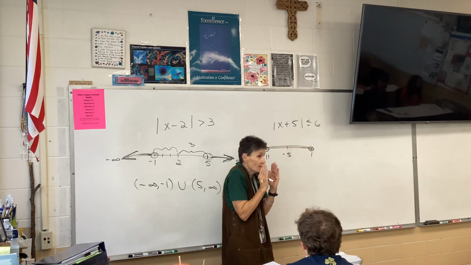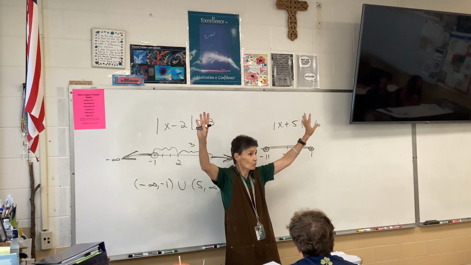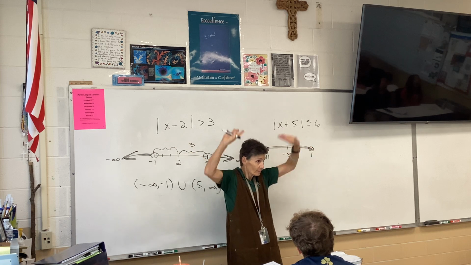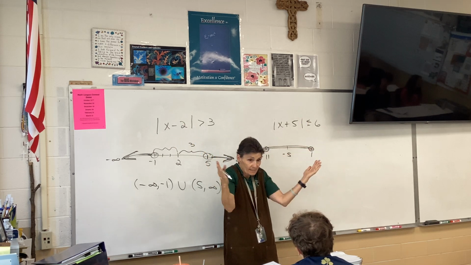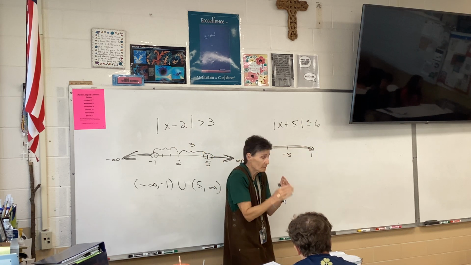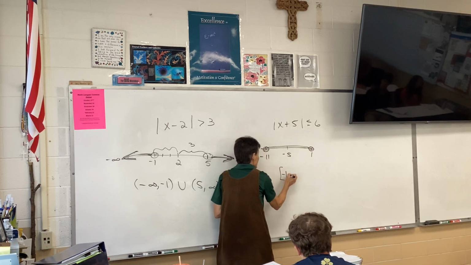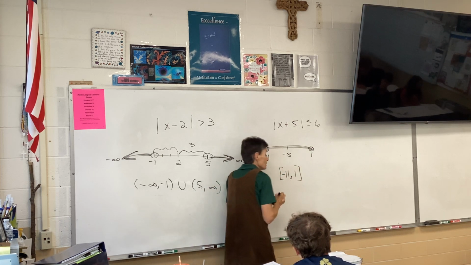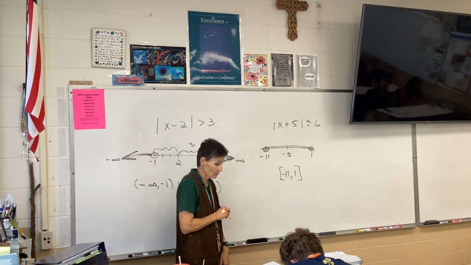So like count only 5 or 4 or 3. So you're in here. Greater than is going to be out. Less than is going to be in. So my answer is just everything from -11 to 1. That's all there is to it.